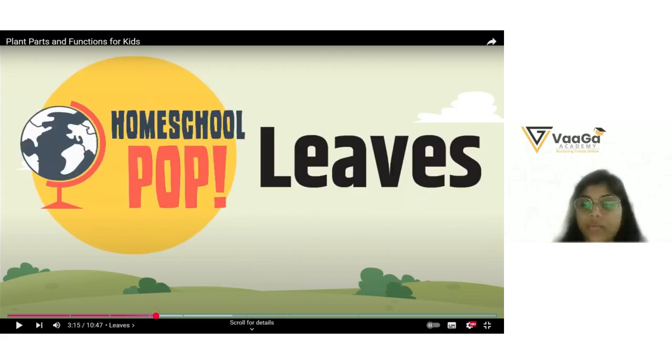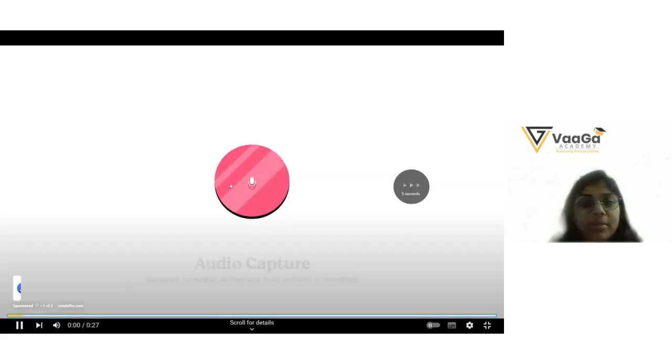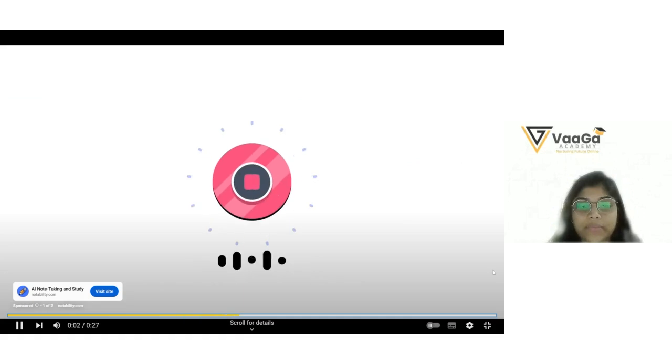Now next is the leaves. What do leaves do? Leaves are on the end of the stems of the plants. See, these are the leaves, my dear. These are the leaves which are on the plants.